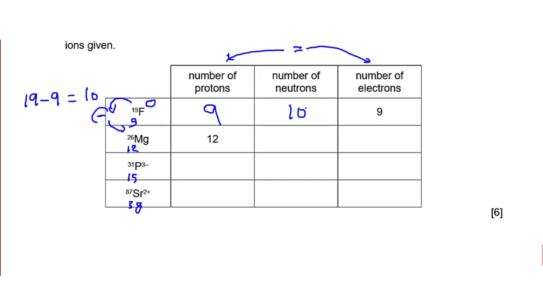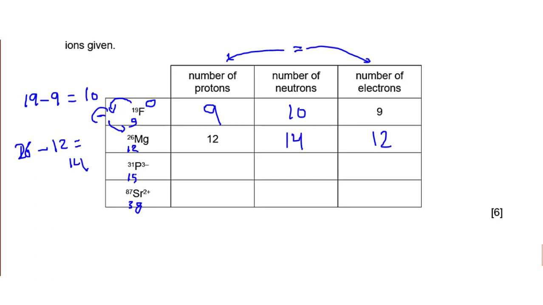I think the first one was easy, so let's go to the second one, which is magnesium. Take care, guys, this magnesium also here we don't have any charge, positive or negative. It means it's neutral as well. So proton number is 12. It means electron number is 12 as well. What about number of neutrons? The same here. We take nucleon number, which is 26, minus proton number, 12. So 26 minus 12, so the number of neutrons is going to be 14.